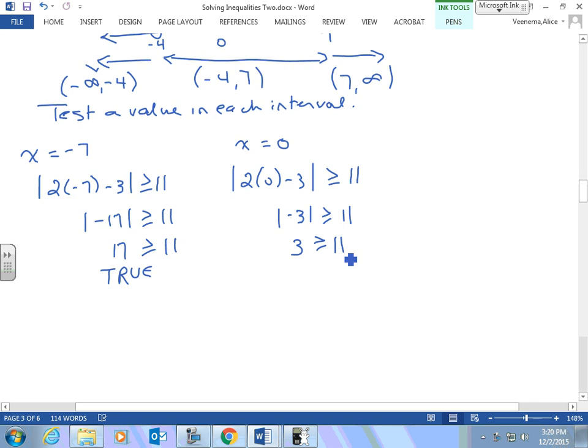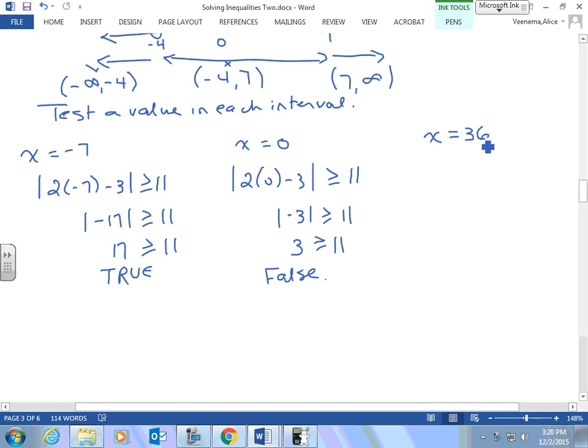Okay, 3 is never greater than or equal to 11. That piece is false. So the values in that interval do not make the inequality true. Now let's try a value in the latest interval, from 7 to infinity. We can pick any number in there. Let's just pick 36.